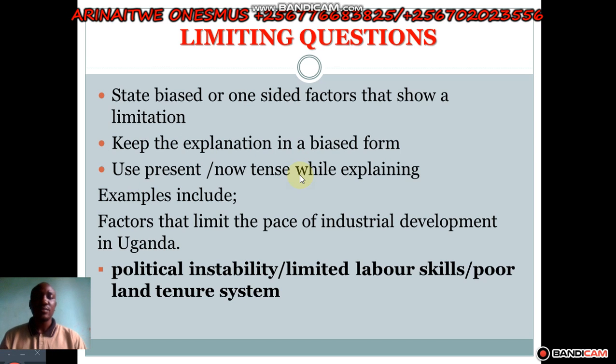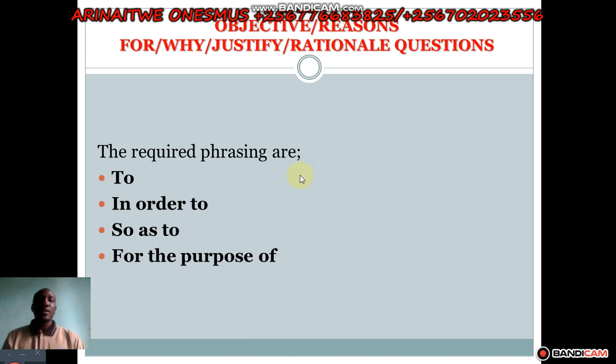When it comes to limiting questions, stating the biased or one side of the factor that shows the limitation is the one that is needed. For instance, factors that limit the pace of industrial development in Uganda. Here you have to talk about political instabilities, limited labor skills, poor land tenure system, etc. Here a candidate must take note of the tense. We must use present tense or now tense while explaining our points.